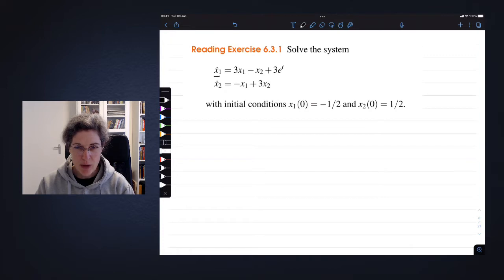Okay, so hopefully you had a chance to work through this example. So the first thing that we do when we're solving a system, well, the only technique that we've learned so far, is taking the Laplace transform of each equation. So let's do that.